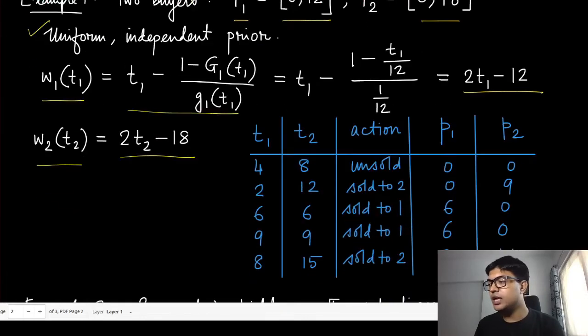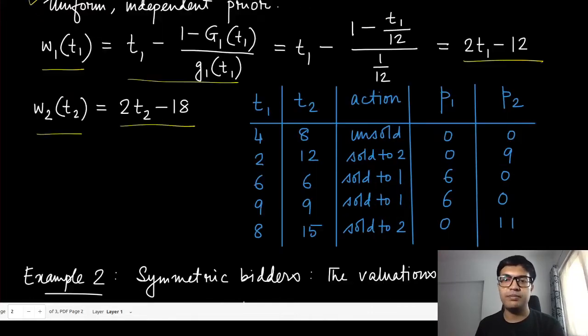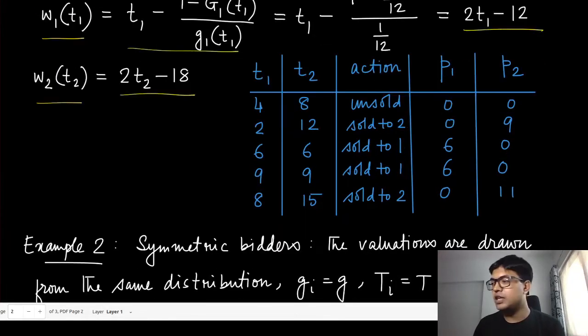Now let us look at various cases of t1 and t2 such that we can visualize who will be the winner in this case and what their payments will be. The first type profile that we are looking at is when t1 is 4 and t2 is 8. Clearly, in that case, the virtual valuations are both negative. So therefore, nobody gets this object. The object is unsold, and both of these players pay 0.